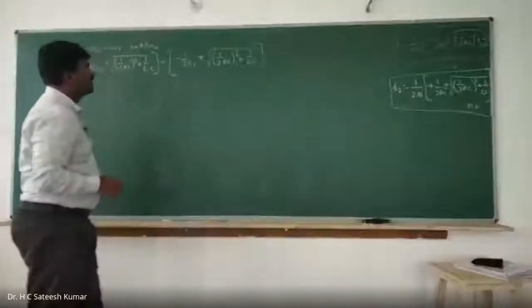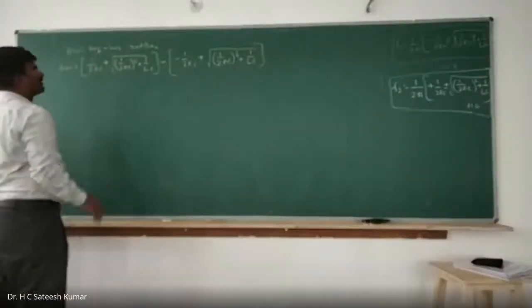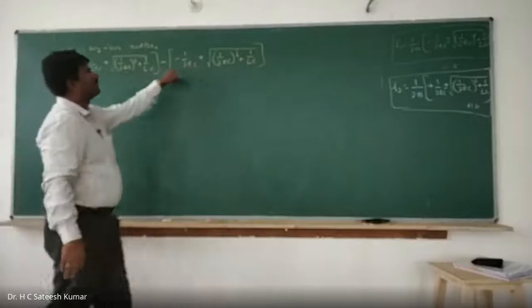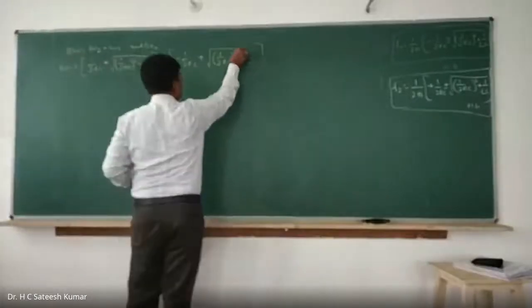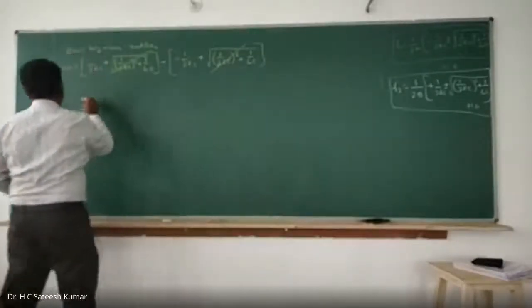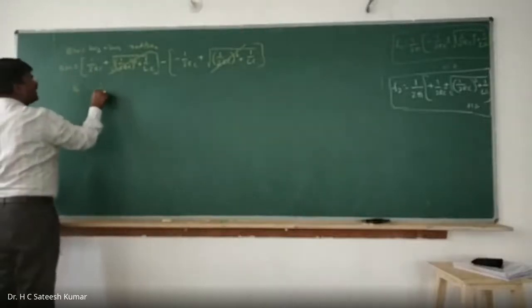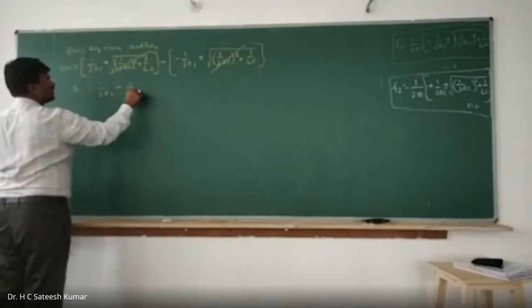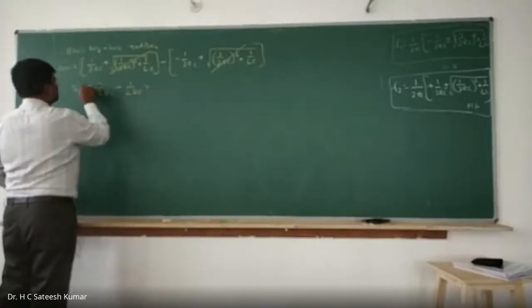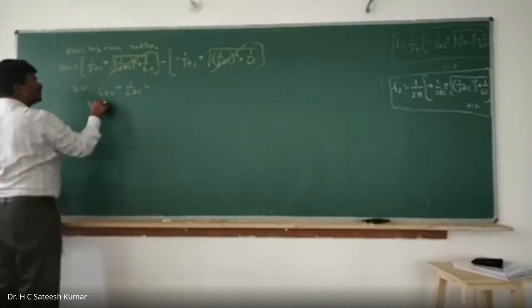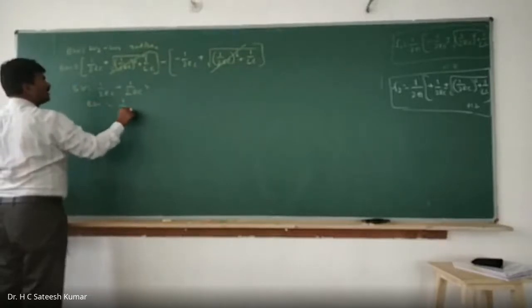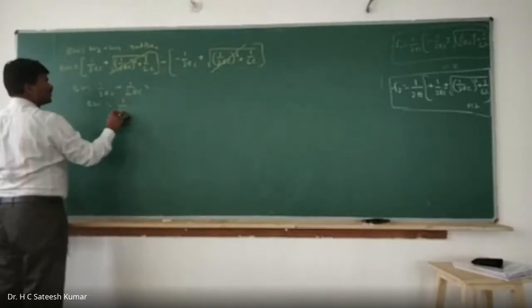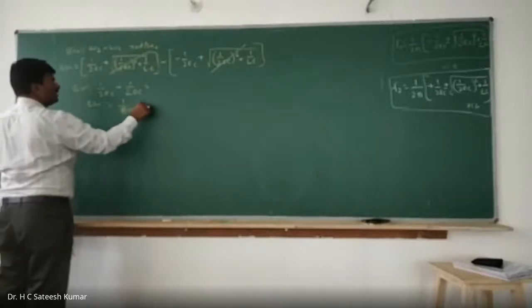When you subtract, you will get a negative sign for this one. Therefore, this gets cancelled. So bandwidth is equal to 1 by 2RC minus of minus, plus 1 by 2RC. Therefore, bandwidth is equal to 1 by 2RC plus 1 by 2RC, which is 1 by RC radians per second.